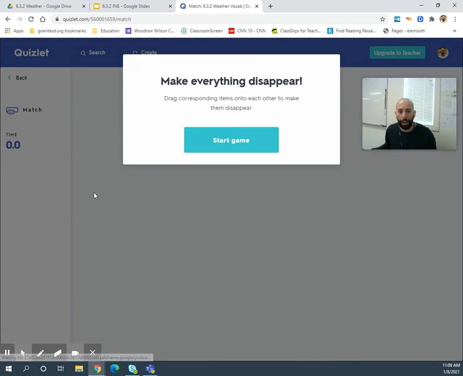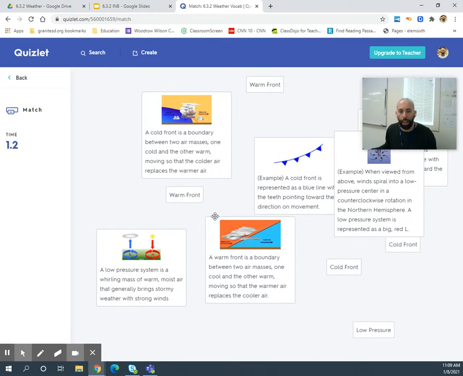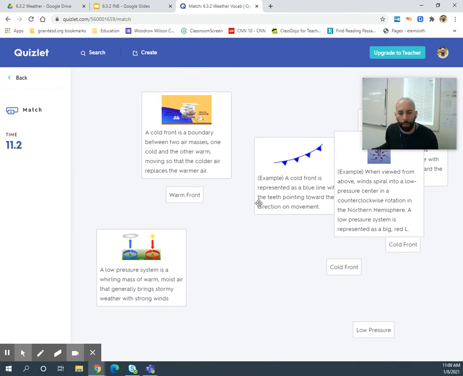Now, if I click the game match, it's going to say start game. And all I have to do is match them. So I get the definitions and I read them, and I look at the words and I read them. I'm like, okay, warm front. Let's just guess. Nope, doesn't go there. Maybe it goes here. Perfect. Warm front again. Let's put it here. Nope. Nope. Nope. Nope. There we go. Okay. And you can just keep going.